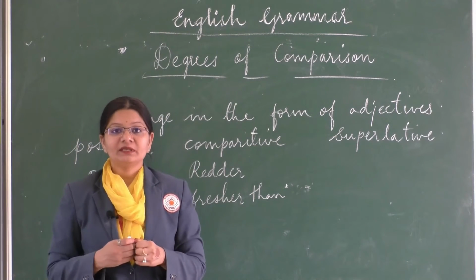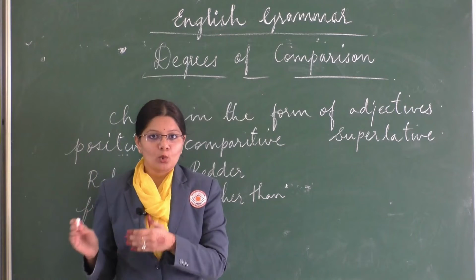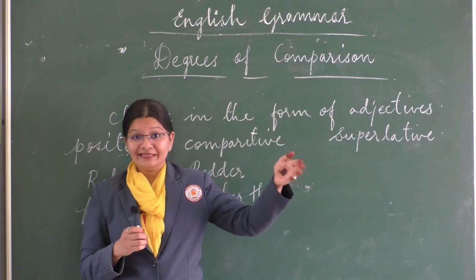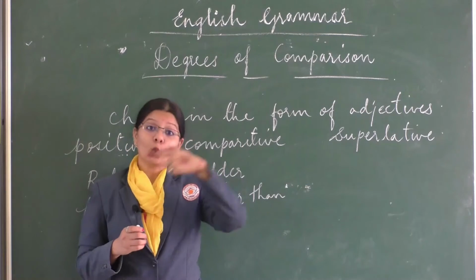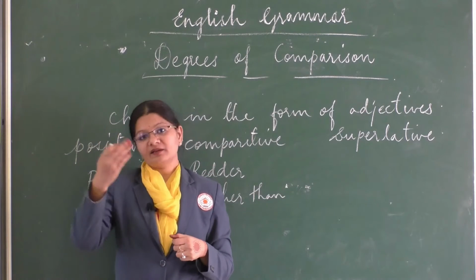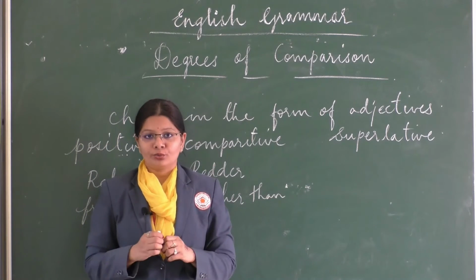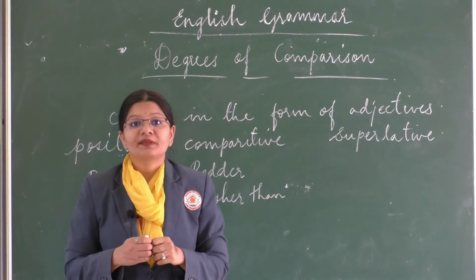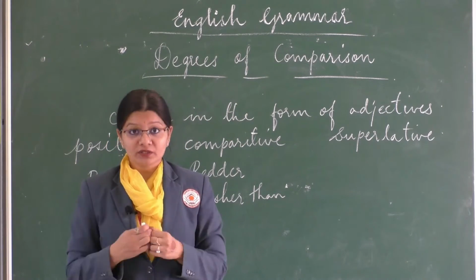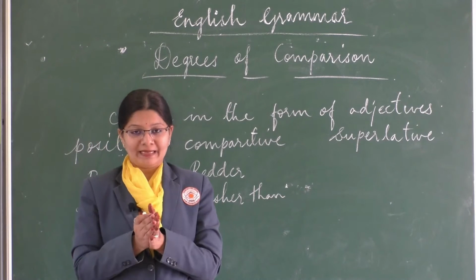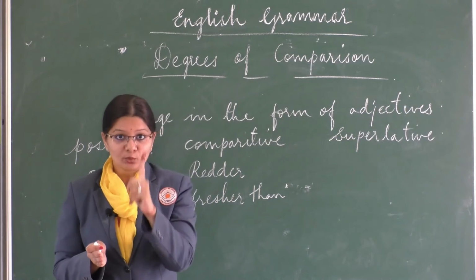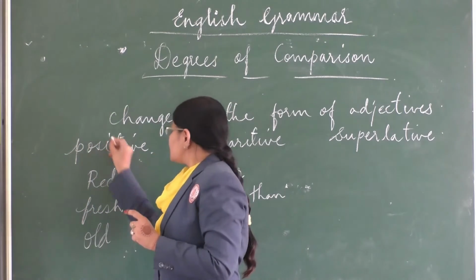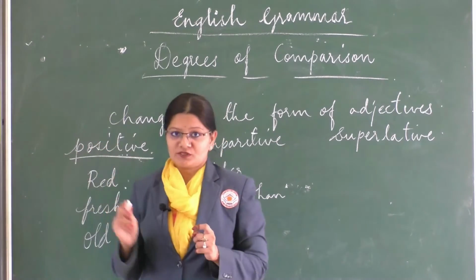Now, for example, I give you, the man is old. No, the other man living by the street is older than him. Then another person says, no, I have seen the oldest man in my colony. So, what are we doing? What are the children talking about here? They are talking about a man who is old. They are talking about one person. That time, the degree of comparison will be positive.